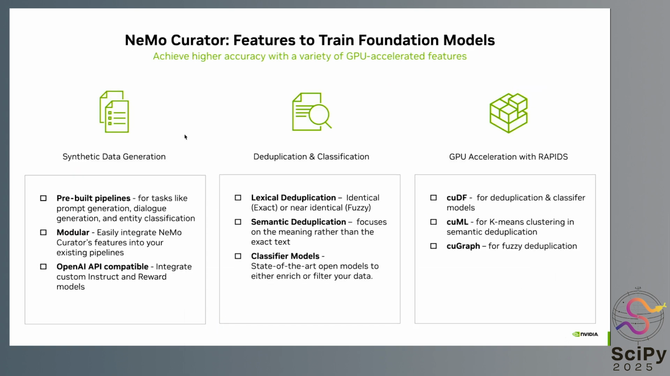There are 3 main features of NeMo Curator to train the foundation model: the synthetic data generation, deduplication and classification, and GPU acceleration with RAPIDS. First, synthetic data generation. We have provided pre-built pipelines for tasks like prompt generation, dialogue generation, and entity classification. It's been made modular and OpenAI compatible. For the deduplication and classification, there are two levels you can perform the deduplication, the lexical deduplication and the semantic deduplication. And for the classification, we have built state-of-the-art classifier models. The last piece is GPU acceleration with RAPIDS. Like I said, we have been leveraging cuDF, cuML, and cuGraph under the hood. I'm going to talk about each feature in detail.